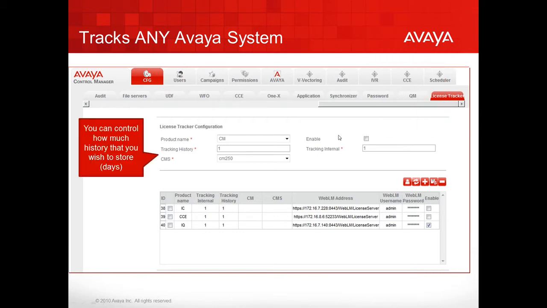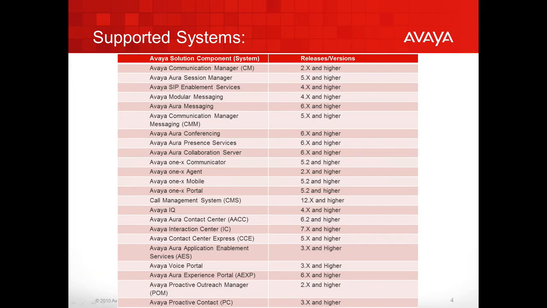The enable checkbox right here will determine whether we want to enable or disable the tracking for this specific product. And in this list right here, you can see all the relevant supported products for the license tracker environment. I won't go over all of them, but we can find, of course, the most common or popular ones: communication manager, modular messaging, AES system, application enablement services, voice portal, experience portal, and so on.